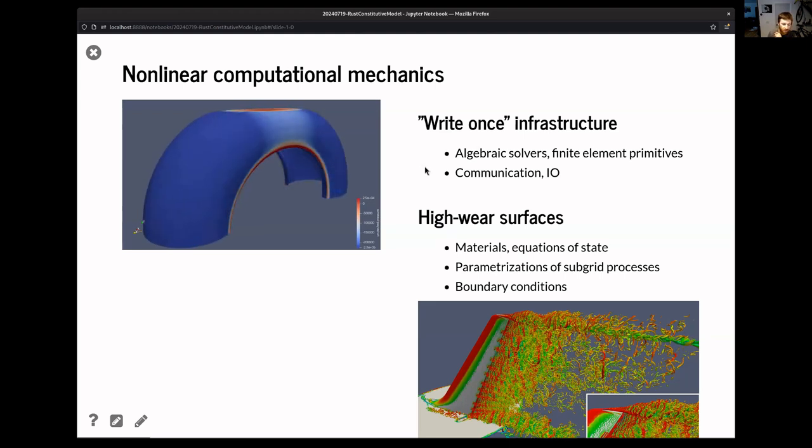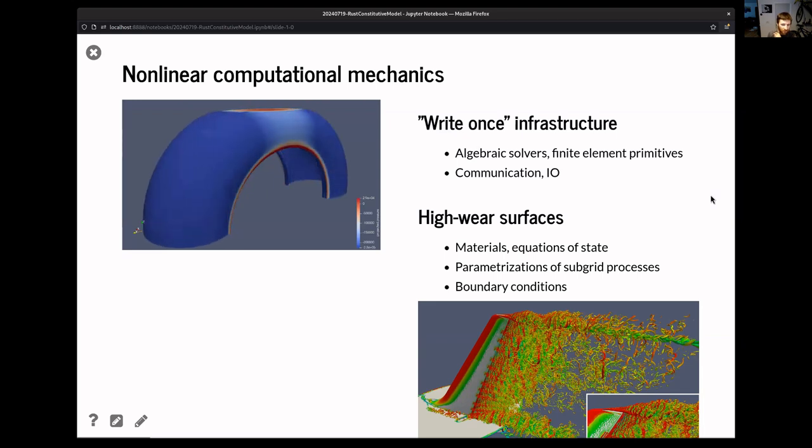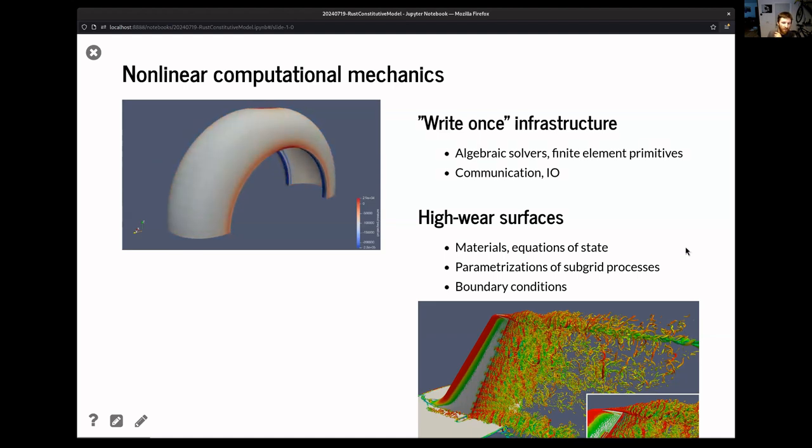So these are things that people who are maybe material scientists, but not with a lot of software development experience, work on. It's often code that's written by students, but not necessarily CS students. And so this is modeling materials, modeling different gases, parameterizing various subgrid processes, dealing with boundary conditions. The list can go on. But my focus today is going to be on materials and equations of state. These others possess a lot of similar properties.